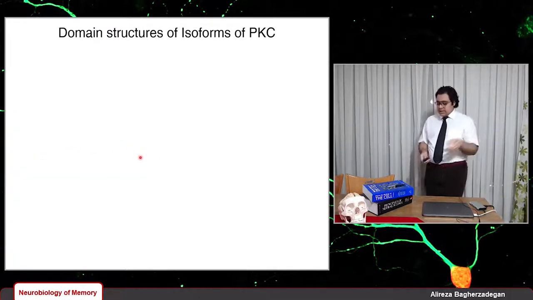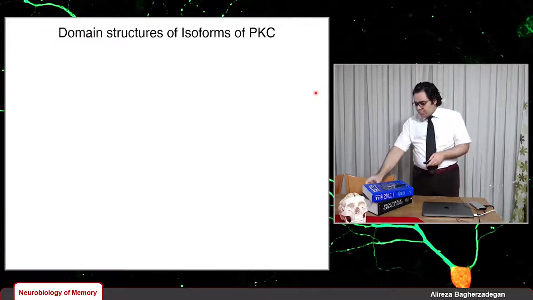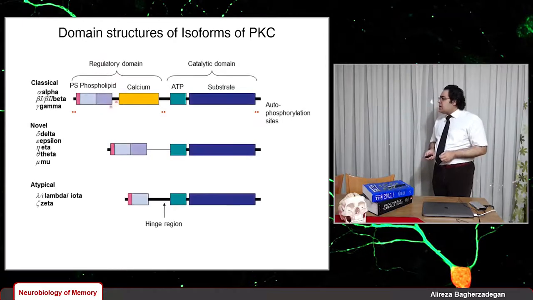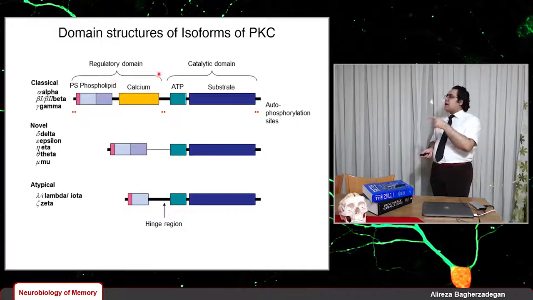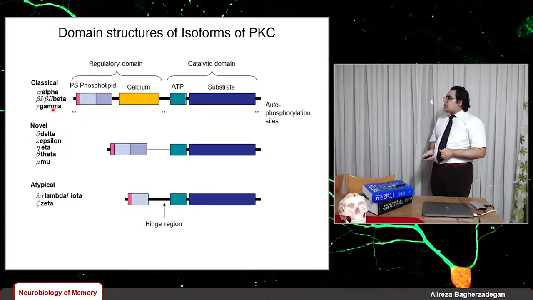Okay, let's talk about protein kinase C and the structure of that atypical form of protein kinase C, protein kinase M zeta. So you can see the domain structures of different isoforms of protein kinase C. We have classical isoforms and novel isoforms. In a normal protein kinase C, we have a regulatory domain and a catalytic domain. In the regulatory domain, we have a phospholipid site and a calcium site, and that's why we need calcium, a specific phospholipid and diacylglycerol to inhibit the regulatory domain and to activate the catalytic domain. And in the catalytic domain, of course, we have a site for ATP and a substrate because it's a kinase enzyme. It adds phosphates to specific proteins or substrates. And these dots are autophosphorylation sites.